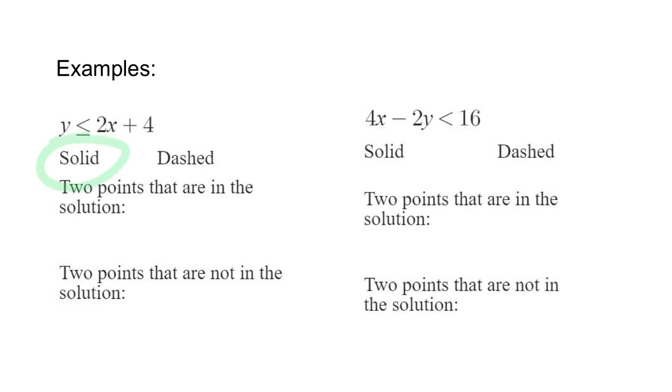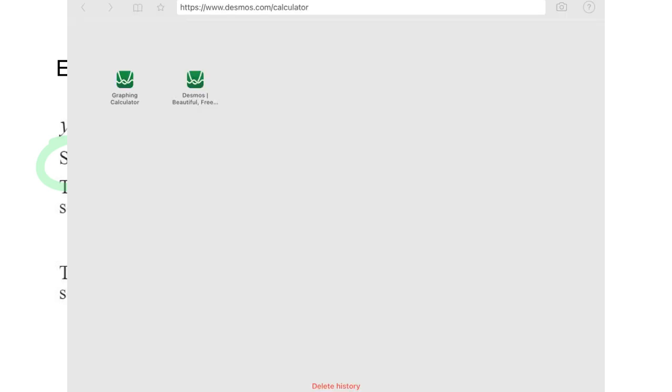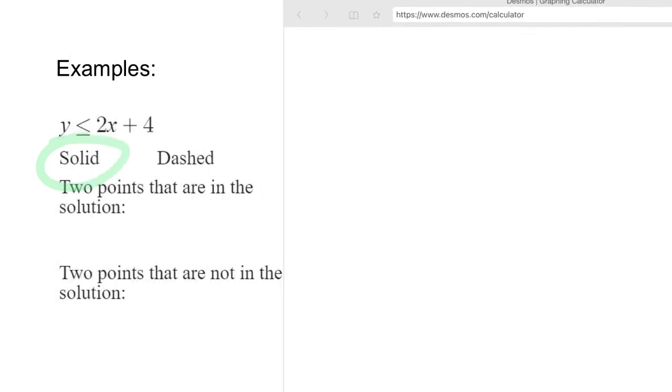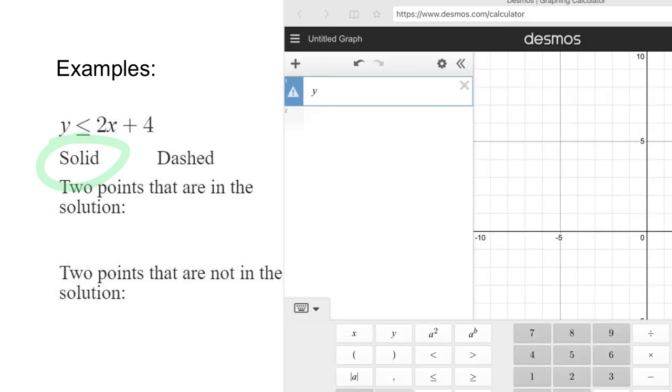So that means any point that is on the line or any point that is in the shaded area could be a part of the solution. Points that are not in the solution are going to be only points that are outside of the shaded area. So let me show you that. So if I go to graph this in Desmos, y is less than or equal to 2x plus 4.